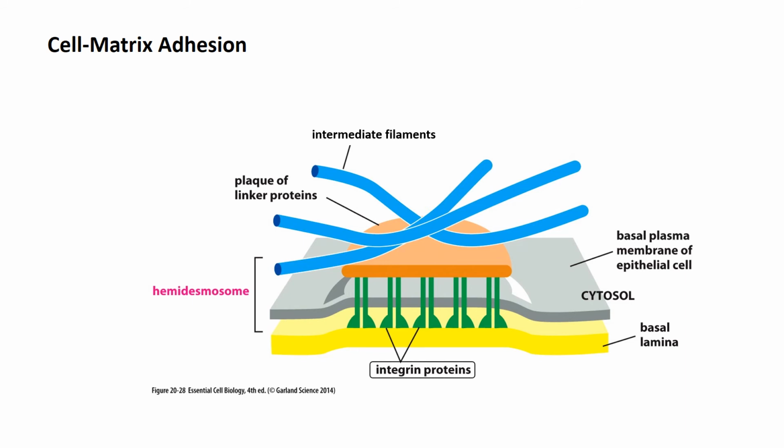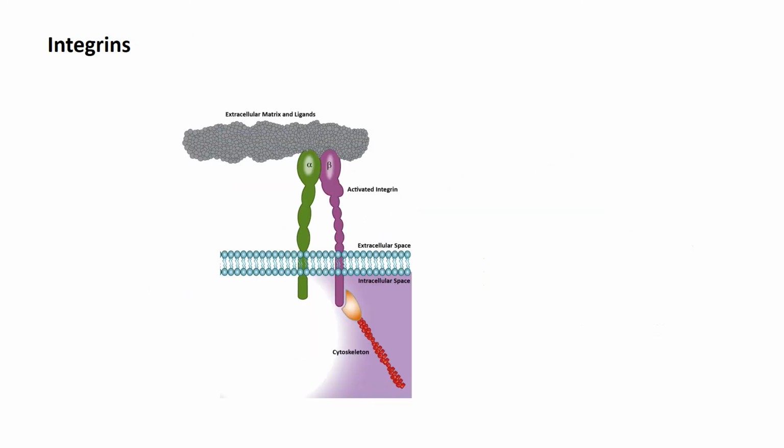Integrin proteins are the transmembrane proteins that link via adapter proteins to the intermediate filaments. Integrins are heterodimers, always created by the association between an alpha integrin and a beta integrin. These are single-pass transmembrane proteins that associate with the extracellular matrix on the outside of the cell and with adapter proteins on the intracellular side of the cell.